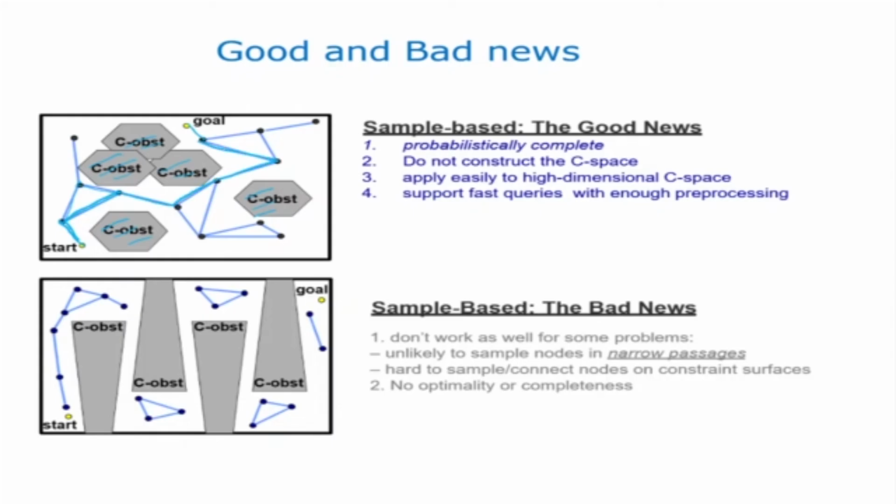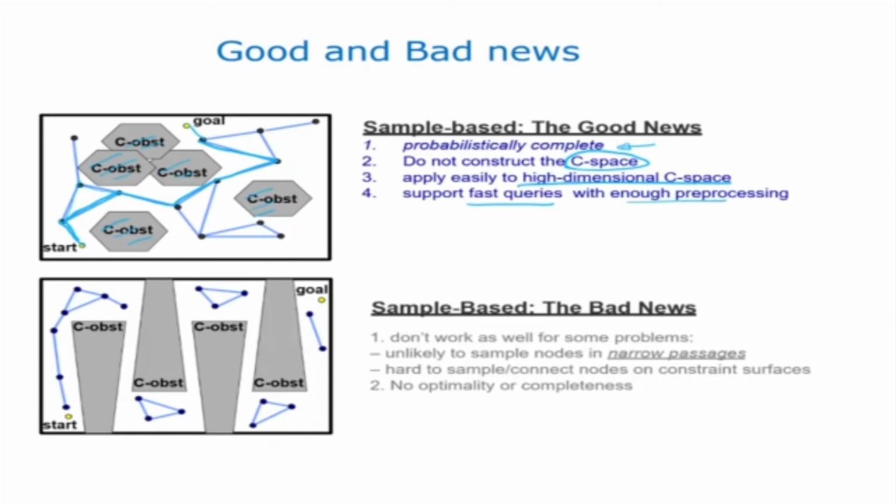Now, the good news is that it is probabilistically complete. We are not constructing the C space. So for higher dimensional space, like a redundant manipulator or a humanoid robot, this is fine, because we are not constructing the C space. This can be very easily applied to high dimensional C spaces, because we don't have to search the whole space. We can tune our search such that we cover a very small part of the space. Now, it supports fast queries with enough preprocessing.